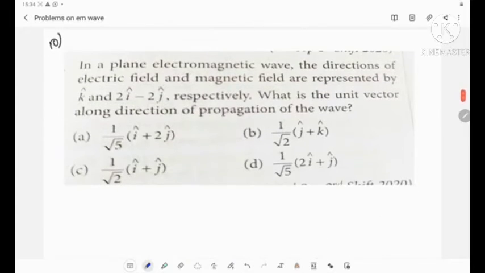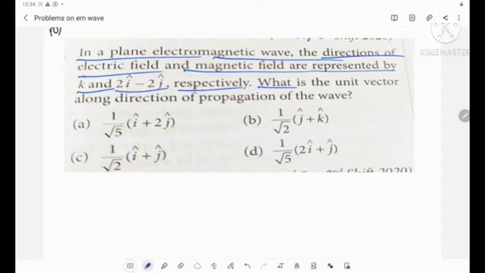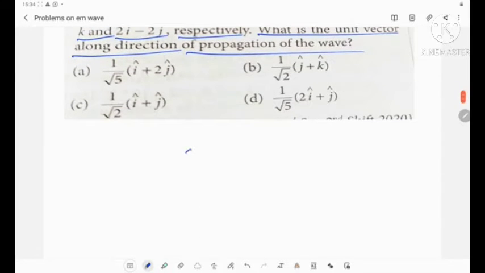Next, problem number 10. A plane electromagnetic wave, the direction of electric field and the magnetic fields are represented by k cap and 2 i cap minus 2 j cap respectively. What is the unit vector along the direction of propagation of the wave? So here the direction of the wave is in the direction of the pointing vector, that is S bar is equal to E bar cross B bar, but you have to find out the unit vector S cap.